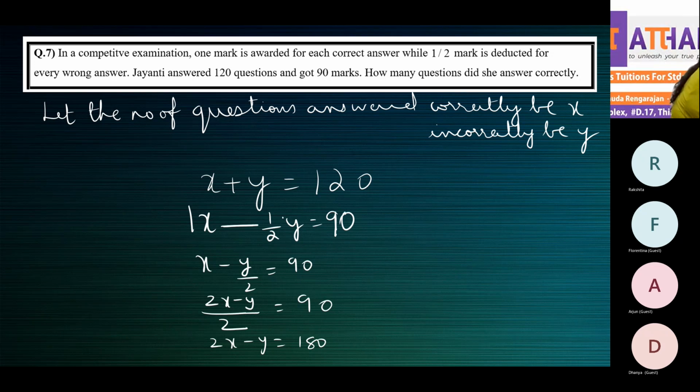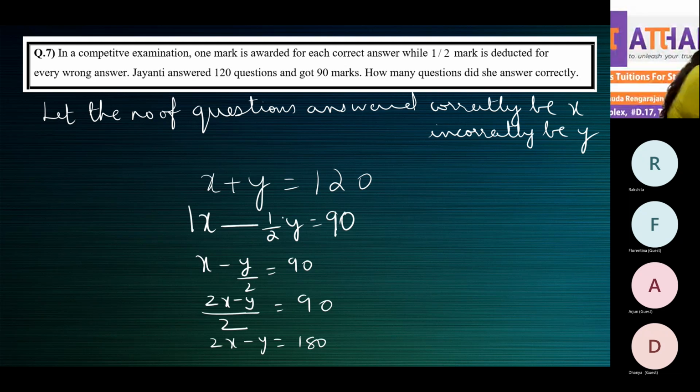How did you get 2x? It is just x, I'm asking. See, the first one is x plus y is 120, right? This is the first equation, x plus y is equal to 120. But you have written 2x plus y is equal to 120. And the second equation is 2x minus y is 180. How did you get 2x? I'm asking.